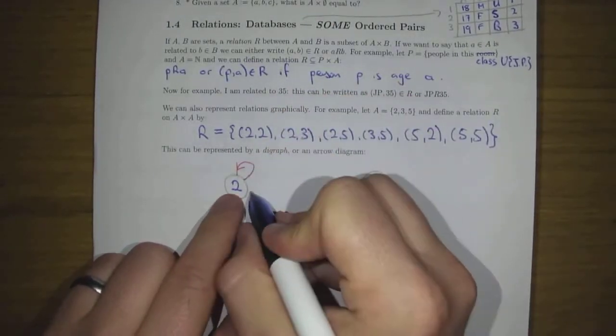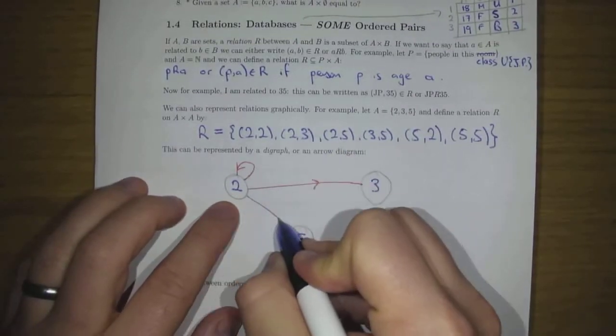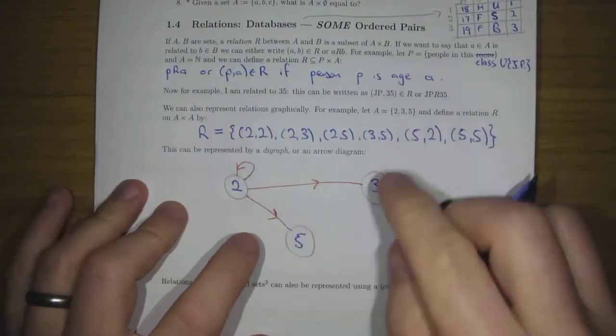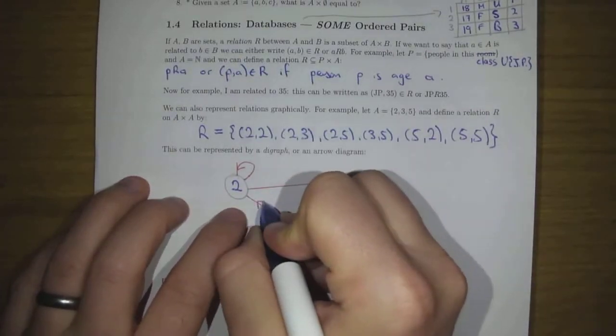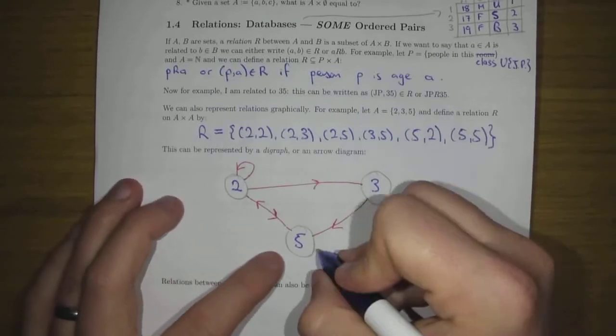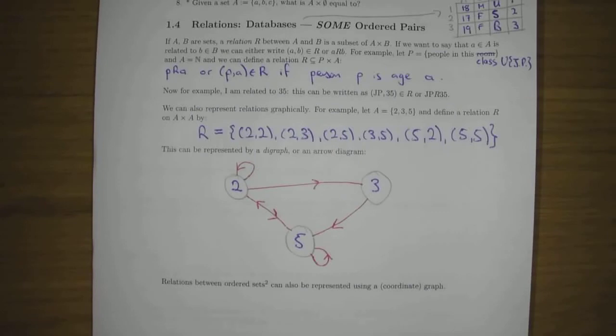We also have 2 is related to 3, so we draw an arrow from 2 to 3. We also have 2 is related to 5, like this. 3 is related to 5. 5 is related to 2, so that's a double edge. Okay, there. And finally 5 is related to 5. Now this is obviously connected with networks and stuff like that. So for example, you could have a relation on the set of Twitter accounts, and what would it be? An account A is related to account B if A follows B, for example.